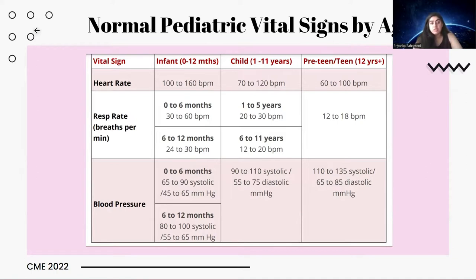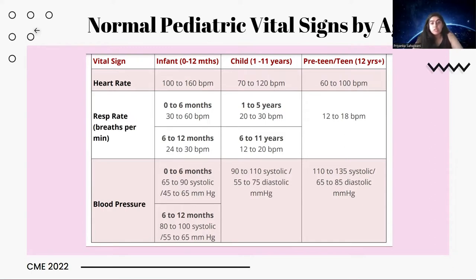Respiratory rate for 0 to 6 months will be 30 to 60 breaths per minute, and 6 to 12 months will be 24 to 30 breaths per minute. For 1 to 5 years, it is 20 to 30 breaths per minute, and 6 to 11, 12 to 20. And again, 12 to 18 is what is there in adults.